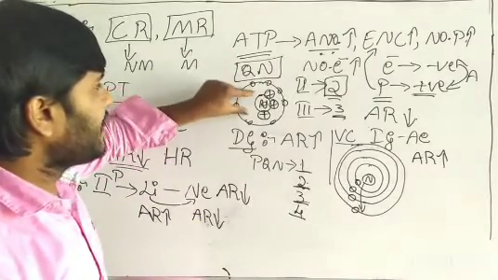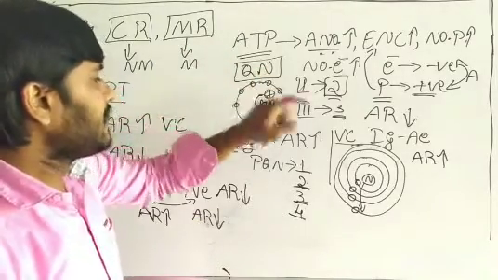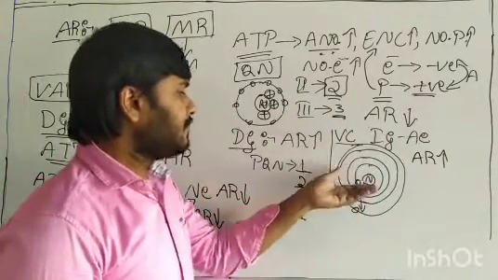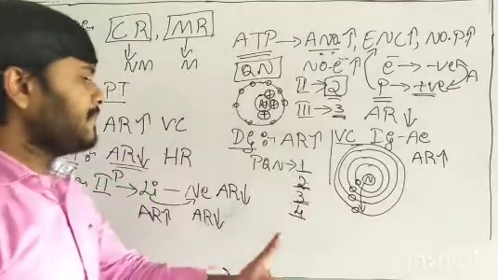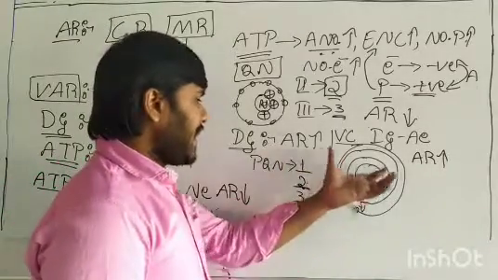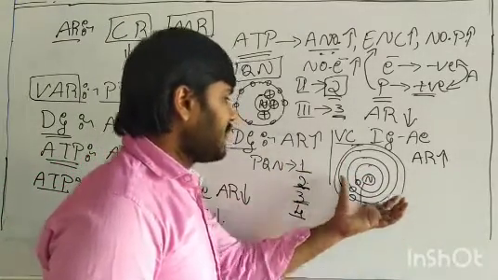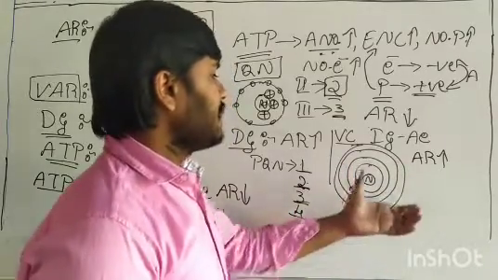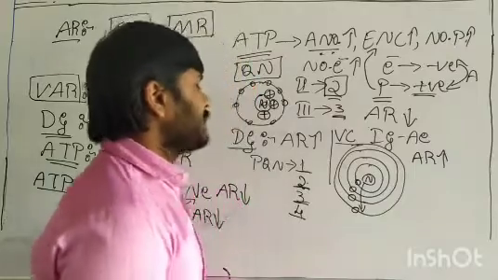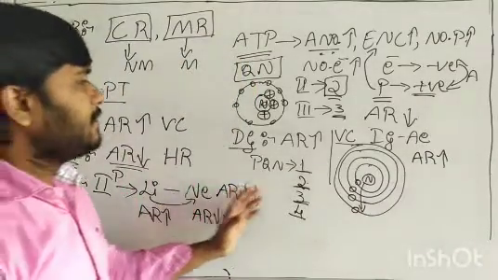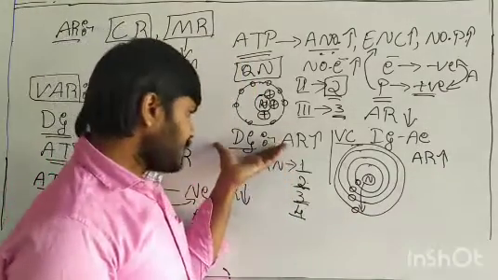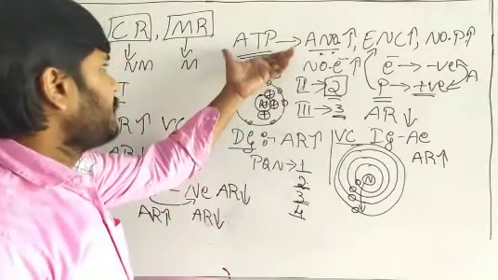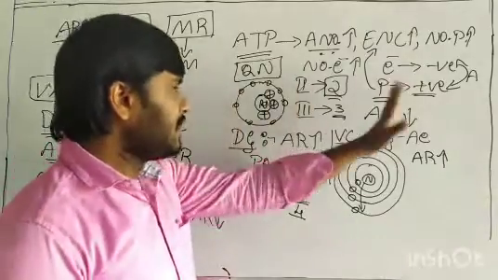Along the period, we add electrons to the same orbit. Down the group, we add a new orbit, and to that new orbit we add electrons. So as we move down the group, the number of orbitals increases and the distance between the nucleus and the orbit increases, so atomic radius increases. This is the complete picture of how atomic radius increases down the group and decreases along the period.